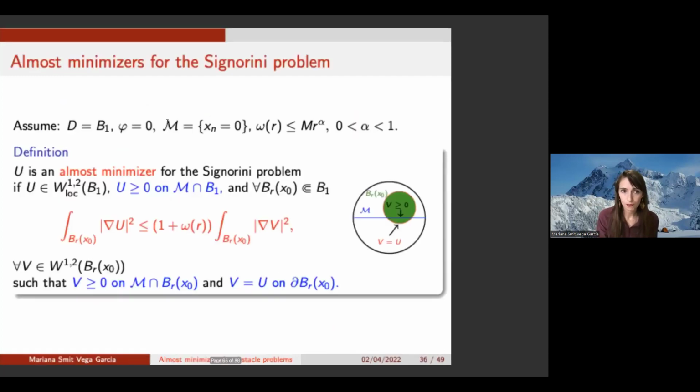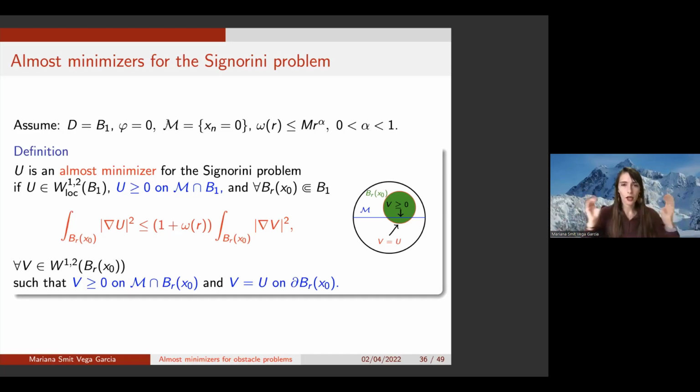Okay, now let's think about how we are going to define almost minimizers for the Signorini problem. Let's remember the Signorini problem was the thin obstacle problem. So we had a region, we had a thin set that was the flat part of the boundary. That's how I described it in the talk. And over that flat part, we had an obstacle that we had to be greater or equal to.